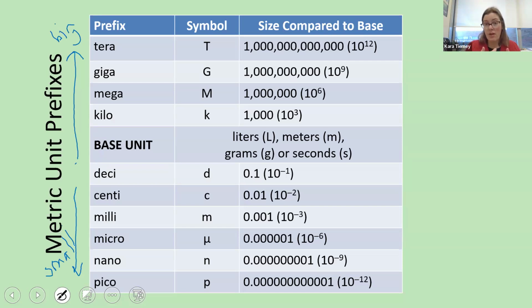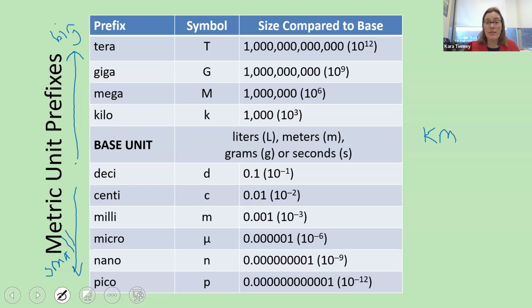There's a couple notes here. Each of the base units has a one-letter symbol. Liters is L, meters is m. When I add a prefix, I'm adding a letter to the beginning of the symbol. So if we are talking about kilometer, kilo is a k, meter is an m, so the symbol for kilometer is km.